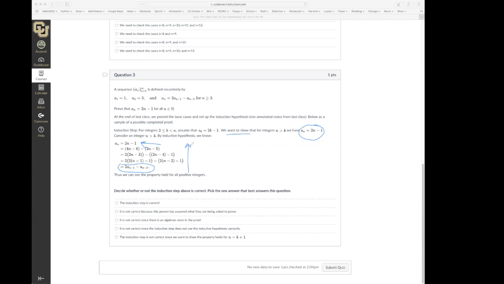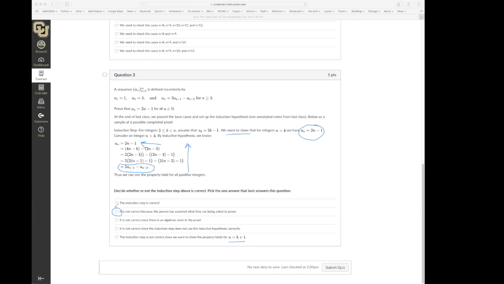The induction hypothesis was okay. And this last step over here, you don't have to do it that way. So there's nothing wrong necessarily with that. You can do it that way. That's kind of a choice. So out of these, this was the most glaring error, I would say.